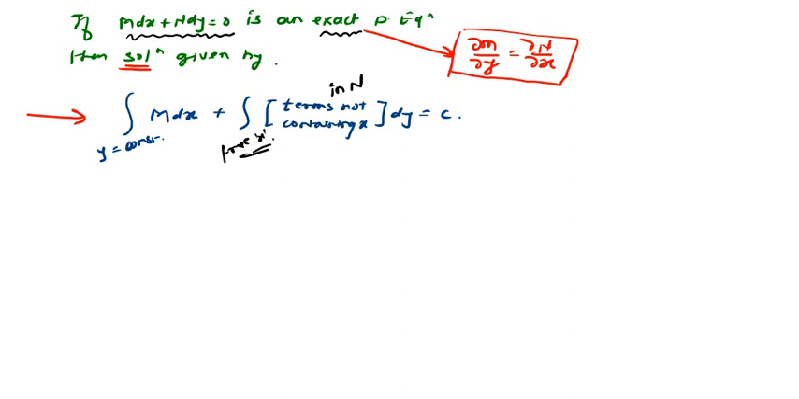Okay, and see what this equation contains. It is integration of M dx plus integration of the terms in N not containing x into dy equal to constant. So this is how we will solve the examples on this topic.